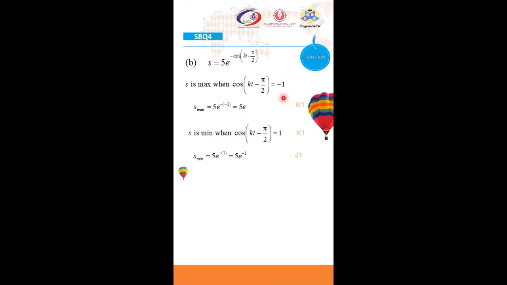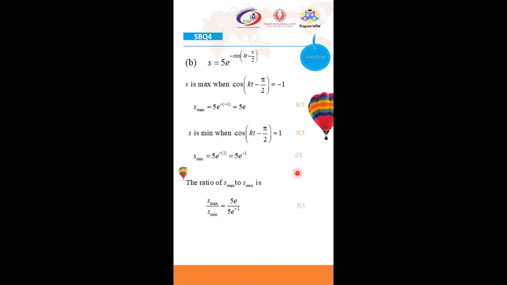And then the minimum is 1, oppositely, okay? So 1, because when we substitute, it will be negative e. Okay, so negative 1, sorry. So e to the power of -1. So this is the minimum population. So the process to find the maximum and minimum population is already 3 marks over here.